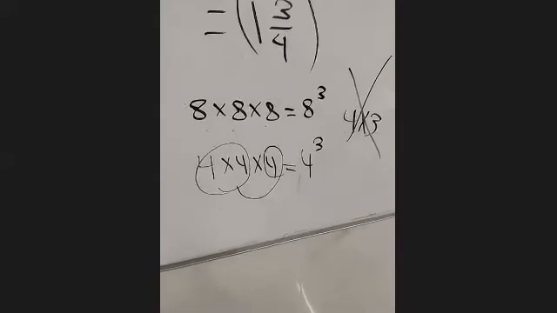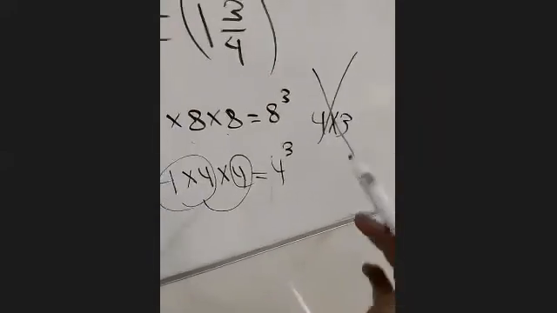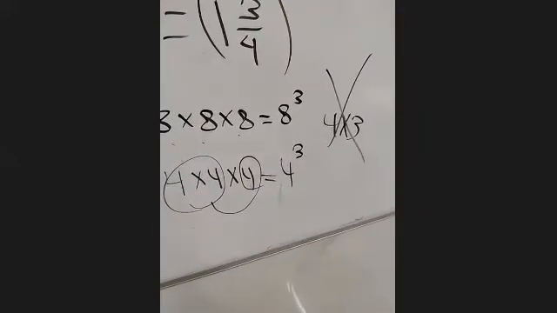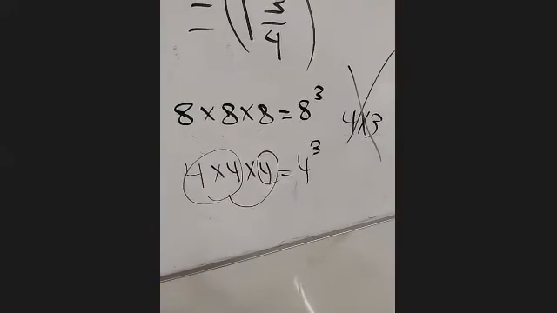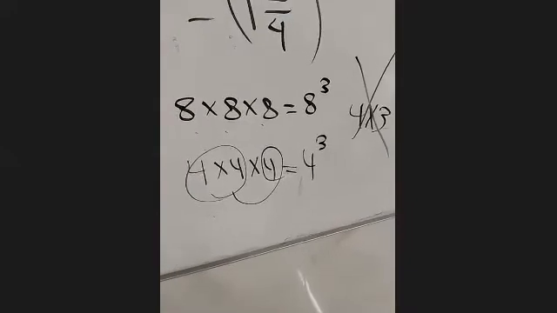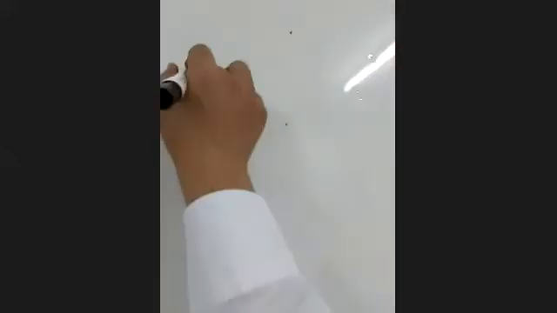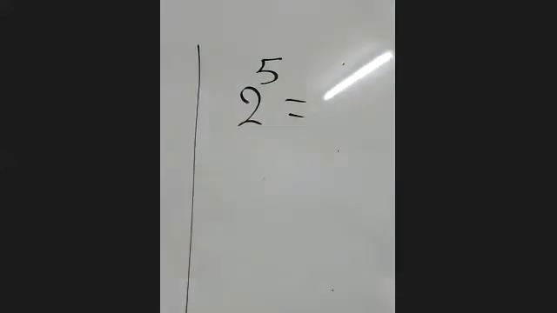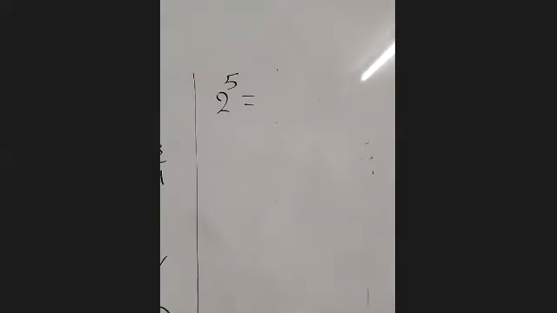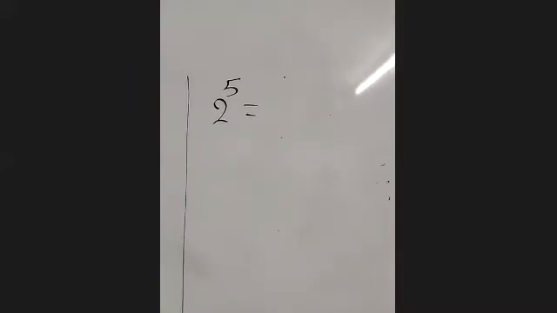4 to the power 3 is not 4 multiply 3. Don't do that. Look here. Find this. Read it. This is not "2 and 5." That's how we read 2 to the power 5.